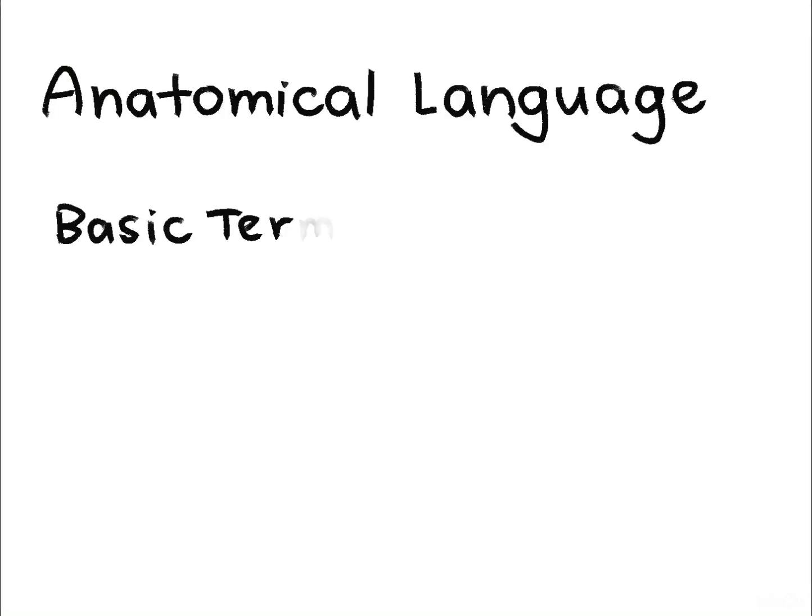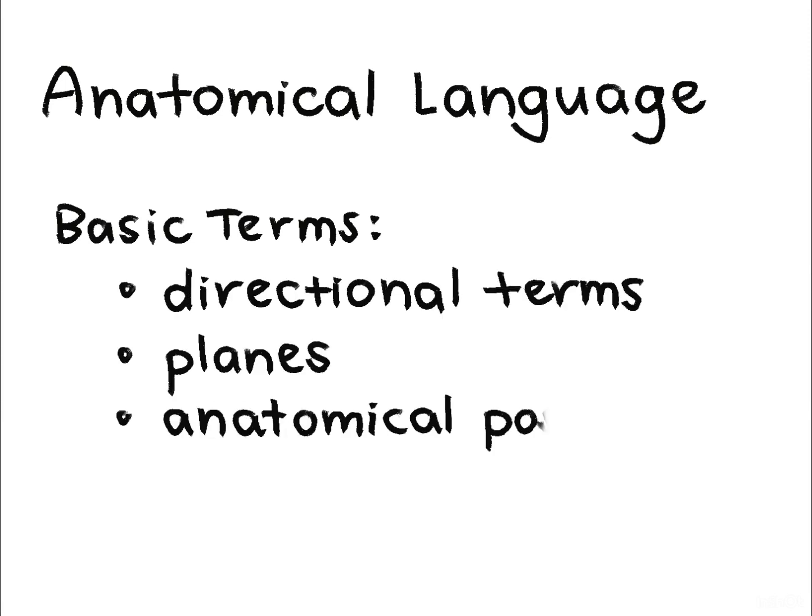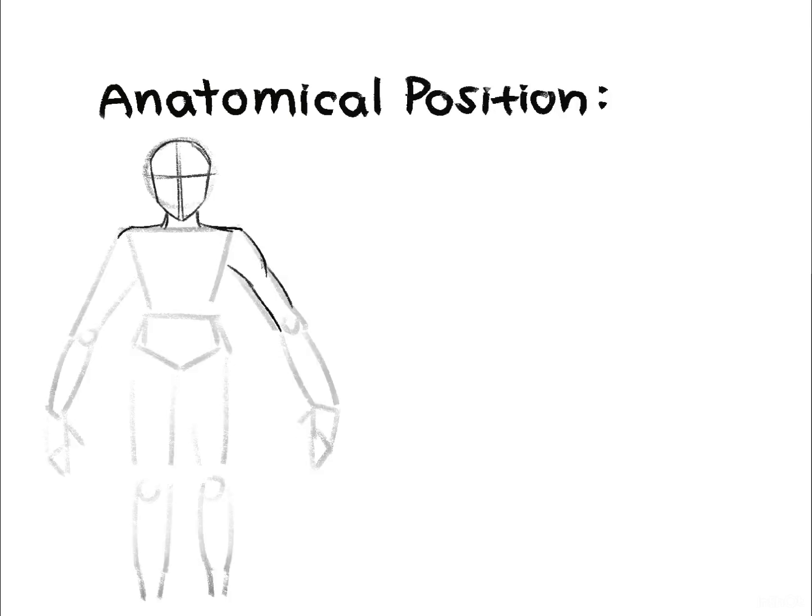This is Unit 1 of Anatomy and Physiology. So first we're going to cover some anatomical language. There are basic terms like directional terms, planes, and anatomical positions. So first, the anatomical position.